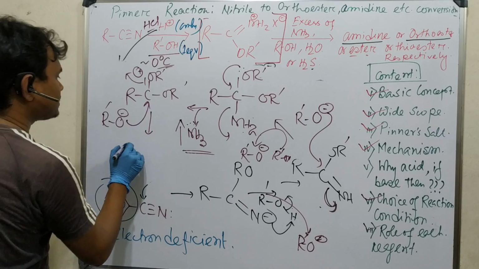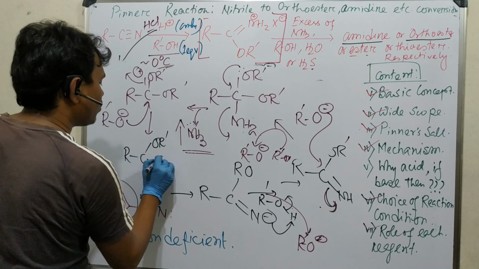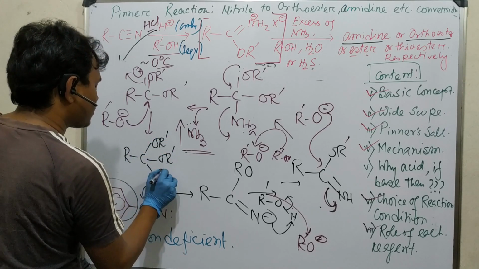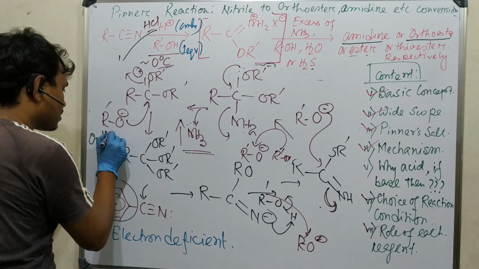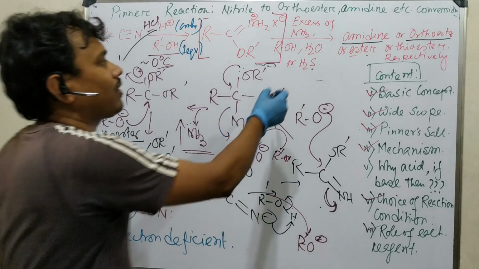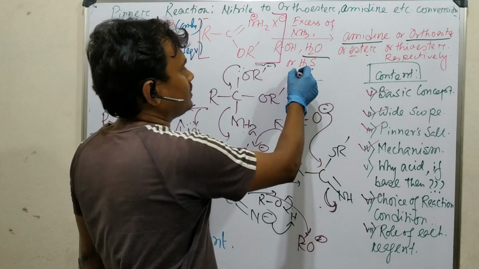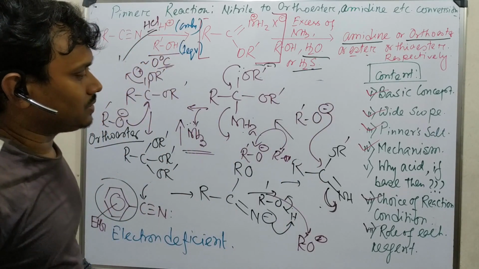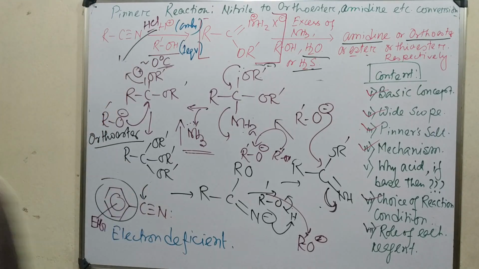The product is RC(OR')(OR')(OR'). Fine, this is also the ortho-ester. So I guess you have understood how, in alkaline medium, a similar thing will occur in the case of water and H2S. Okay.